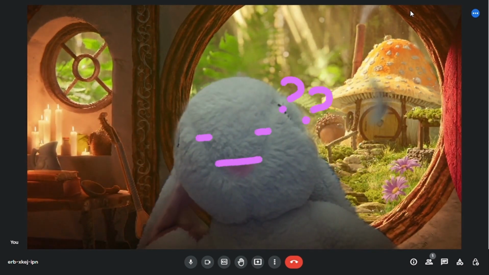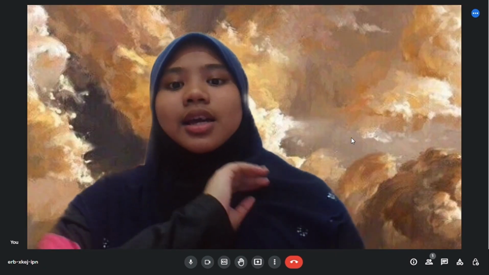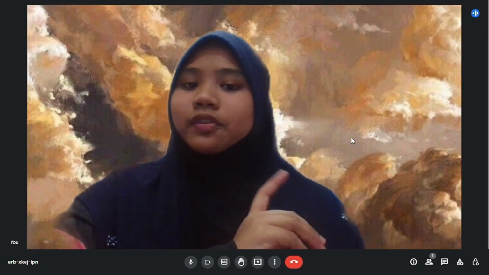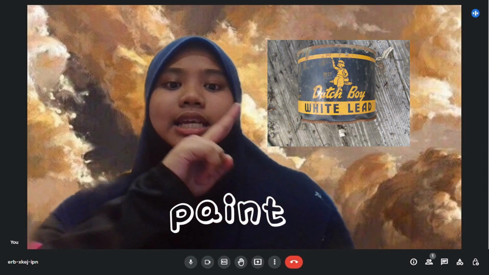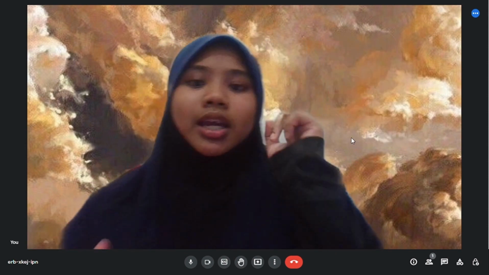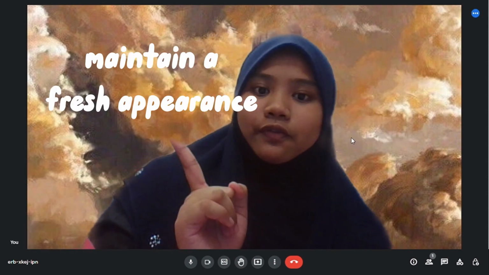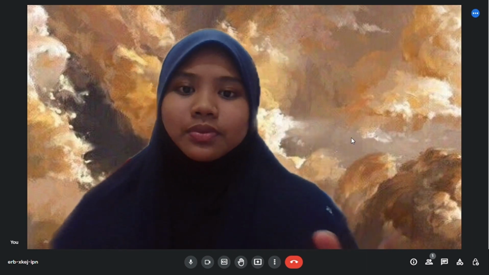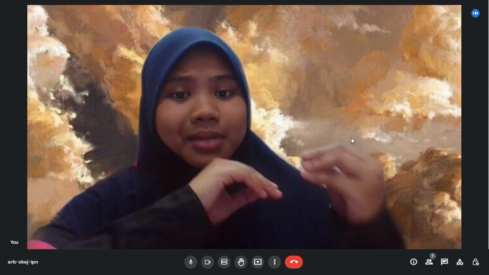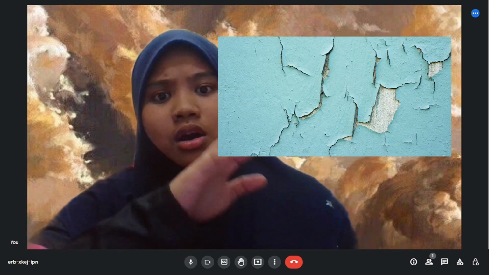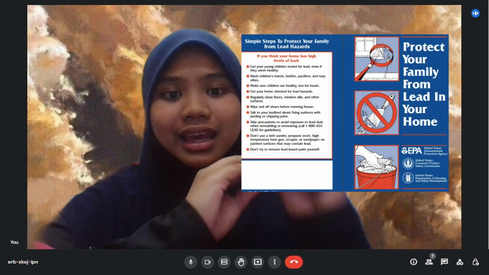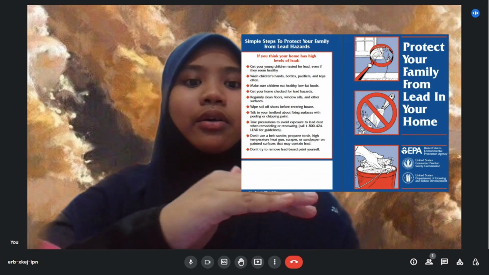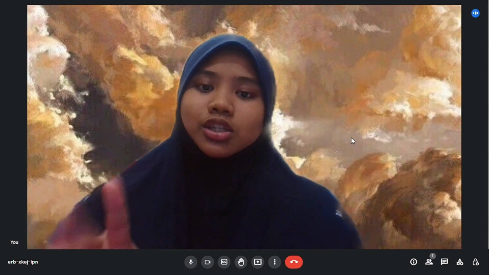Is there any specific daily life or industrial application of lead? Yes, of course there are. One of them is paint. Lead is added to paint to accelerate drying, increase durability, maintain a fresh appearance, and resist moisture that causes corrosion. But it is one of the main health and environmental hazards associated with paint. Lead paint has generally passed out of use due to the toxic nature of lead.